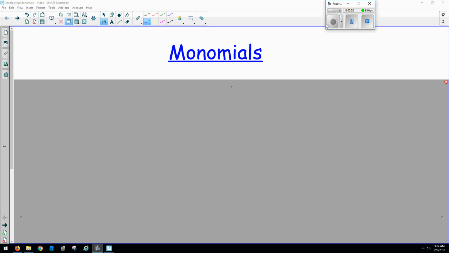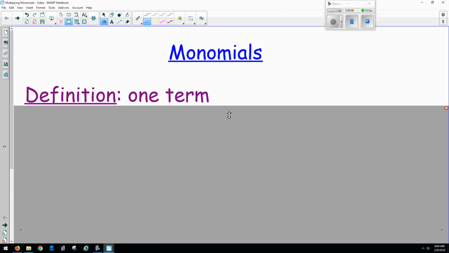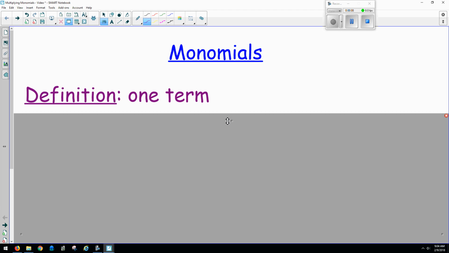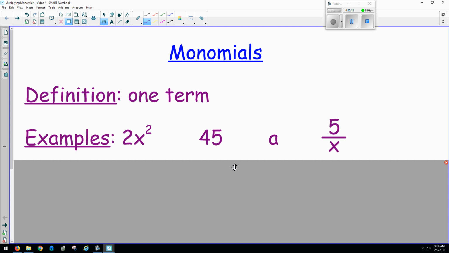Today we're going to start talking about monomials. So let's get down what a monomial is first. Here's the definition. One term. That's it. Here's some examples. 2x squared, 45a, 5 divided by x.